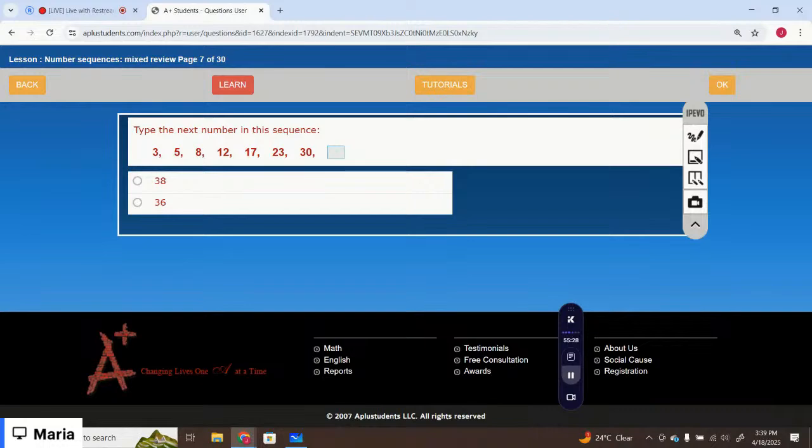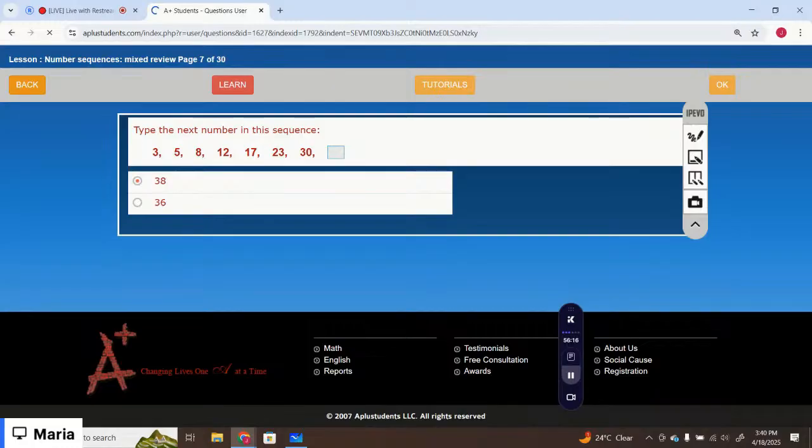Type the next number in the sequence. Eight it is. Okay, you can complete the lesson by yourself.